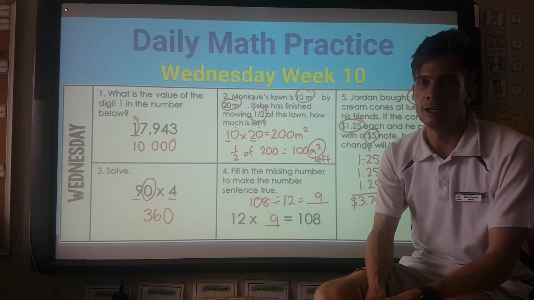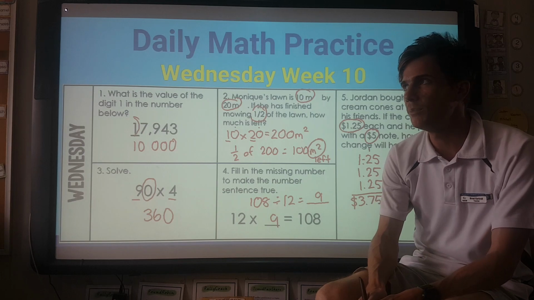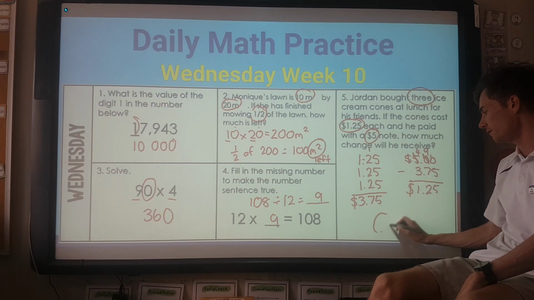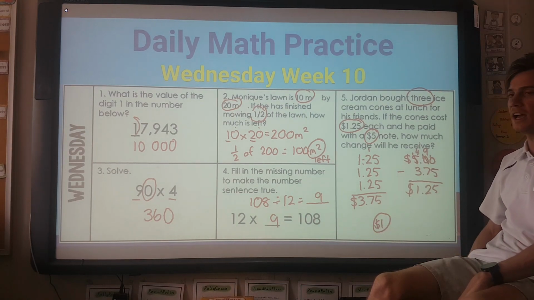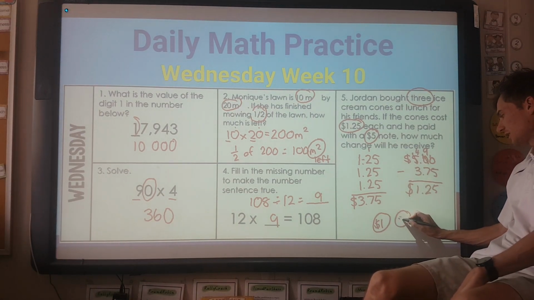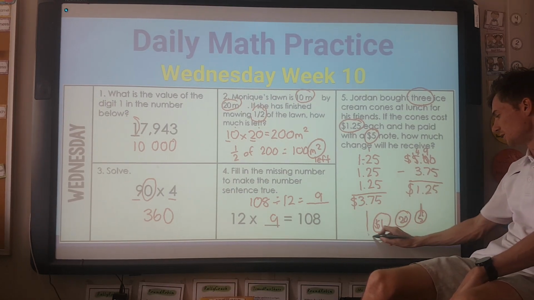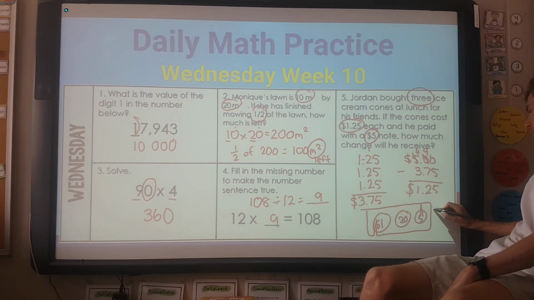If you were actually getting that back at the shop, they're probably going to count up for you. So your thing costs $3.75. So they give you $1 back, there's $4.75. They give you 20 cents back, so there's $4.95, and they give you 5 cents. So this would be your change, and that's going to be $1.25 as well.